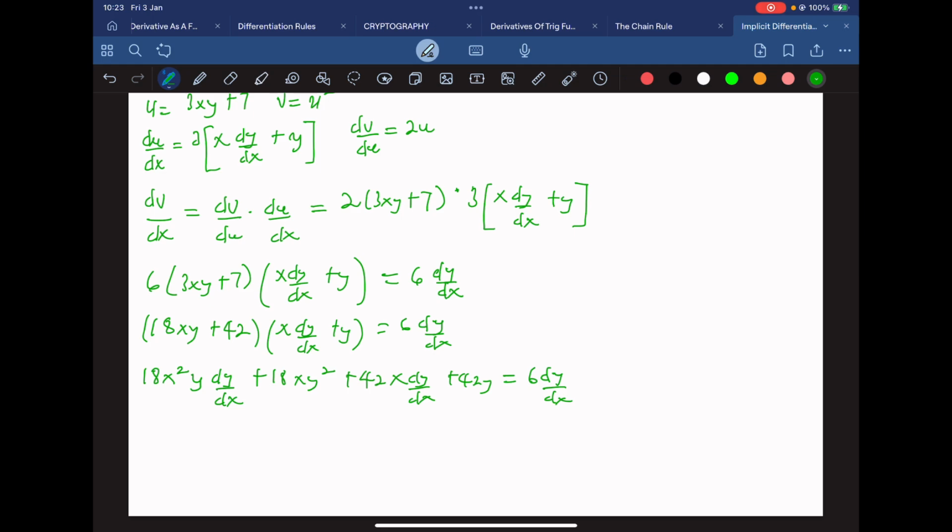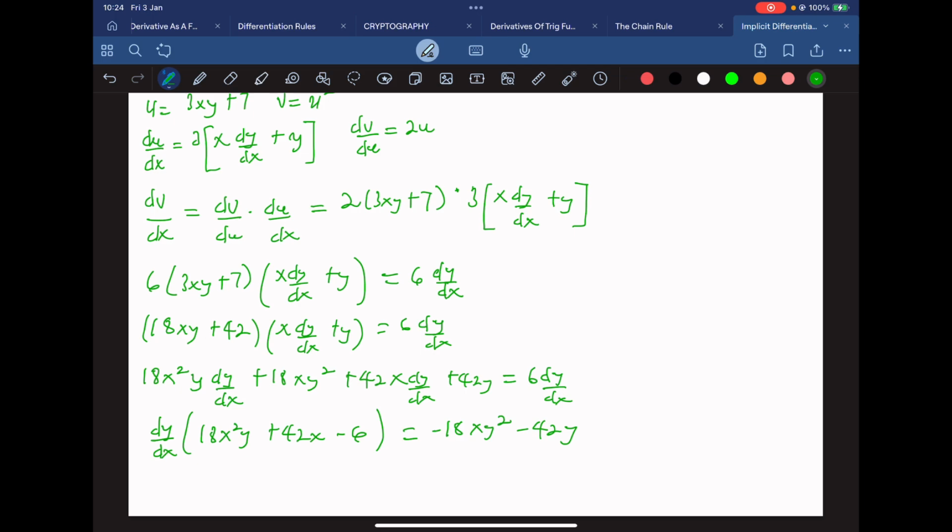So now the next thing to do is to group like terms. So we have dy/dx here, here, here. So we can group it on the left hand side. So now we can have dy/dx times 18x squared y plus 42x. Then if this crosses the equal sign, it becomes negative, so we have minus 6 here. Then on the right hand side, we can send the terms that have no dy/dx attached. So we can have negative 18xy squared. Then we can also have minus 42y.